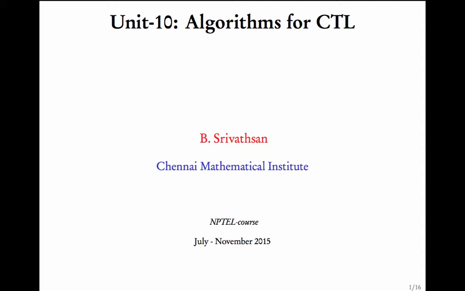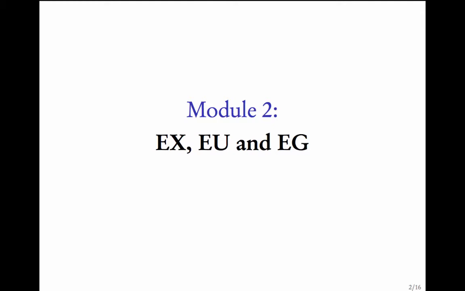Welcome to the second module of this unit. In the last module, we saw that a CTL formula can be rewritten in terms of EX, EU and EG. We called it the existential normal form. In this module, we will look at algorithms for CTL formulae of the form EX phi, E phi 1 until phi 2, and EG phi.